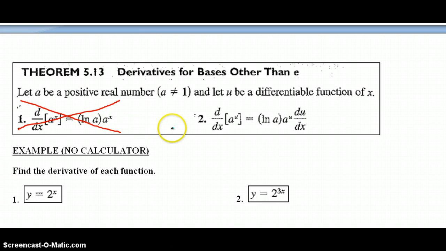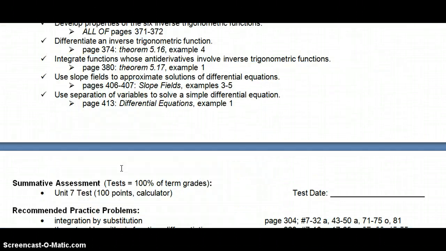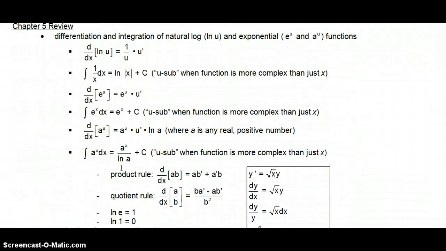So instead, the second rule, the derivative with respect to x of a to the u power equals the natural log of a times a to the u power times the derivative of u with respect to x, is going to be far more useful for us. However, I'm going to rewrite that rule, and I'm going to show you why. If you take a look at the review notes on our curriculum map, let's go back to this rule right here. The derivative with respect to x of e to the u power equals e to the u power times u prime. Believe it or not, this rule is actually the same as this rule.